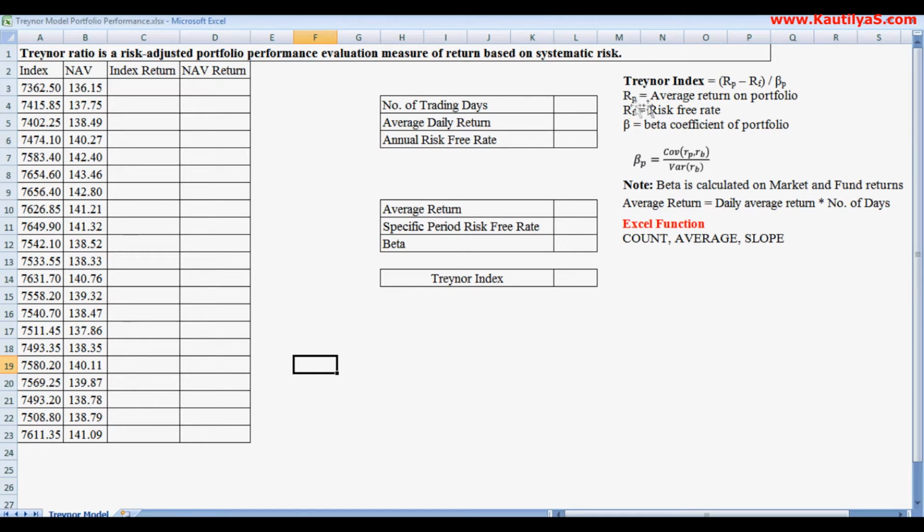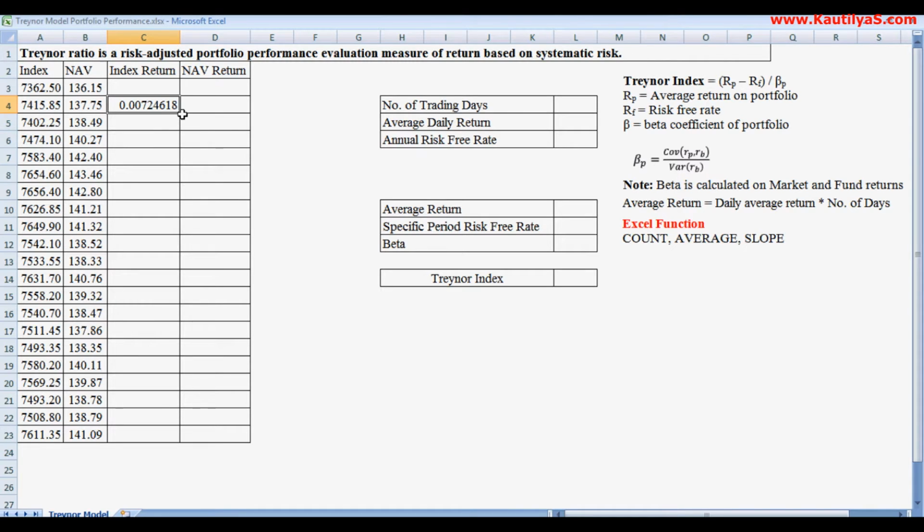So return on portfolio is average return on a portfolio and risk-free rate is annual risk-free rate, and beta is beta coefficient of a portfolio. So first we need to calculate the returns on index as well as on a net asset value. So return is calculated using an equation equals to current price divided by previous price minus 1.